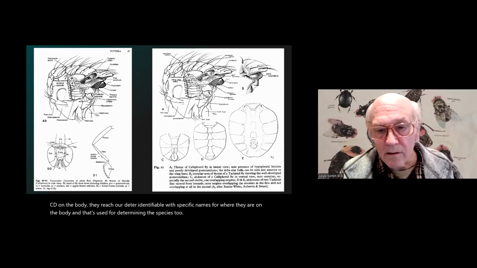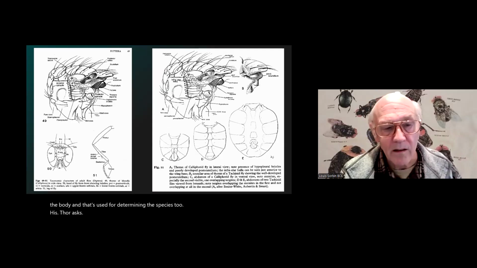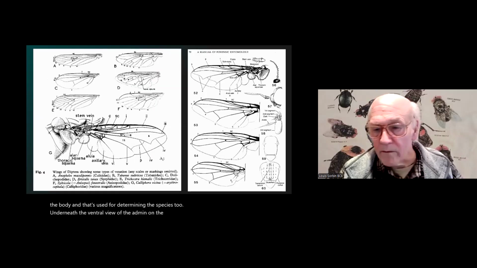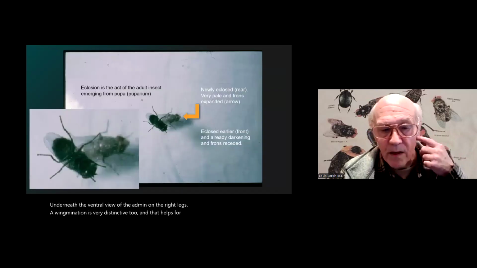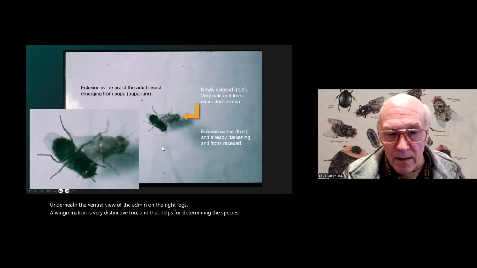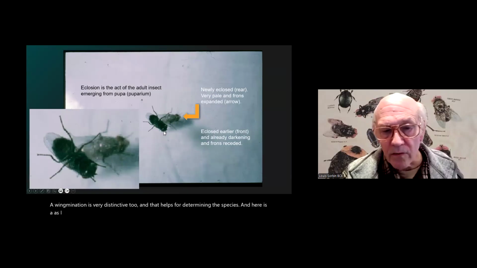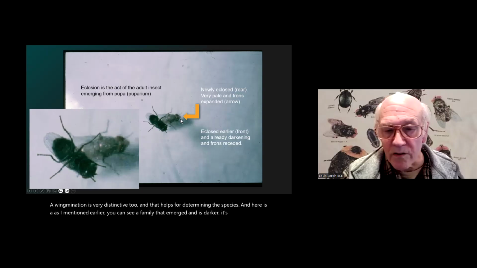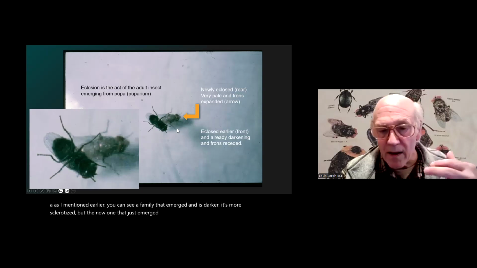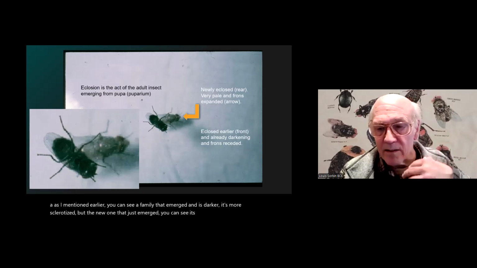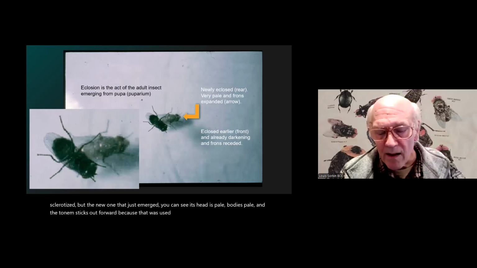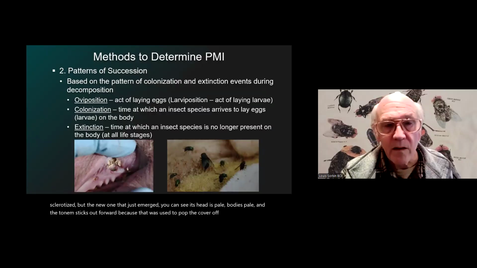Here's the thorax, underneath the ventral view of the abdomen on the right, legs. Wing venation is very distinctive too, and that helps for determining the species. And here, as I mentioned earlier, you can see a fly that emerged and is darker and more sclerotized, but the new one that just emerged, you can see its head is pale, body's pale, and the ptilinum sticks out forward because that was used to pop the cover off of that puparium.